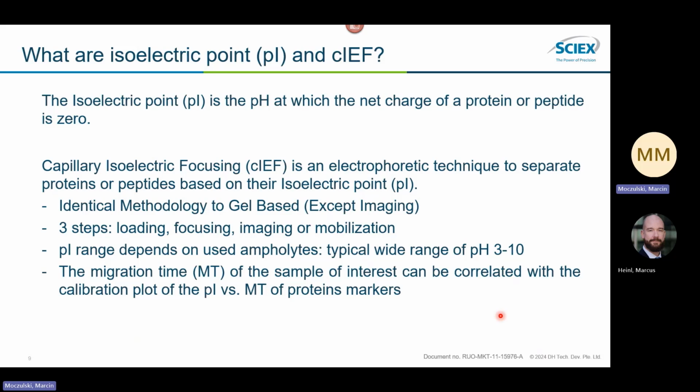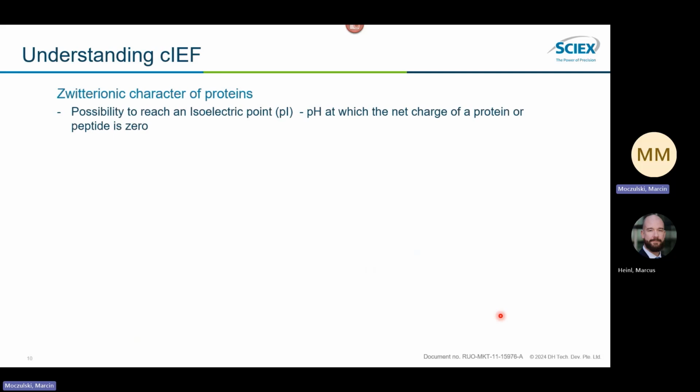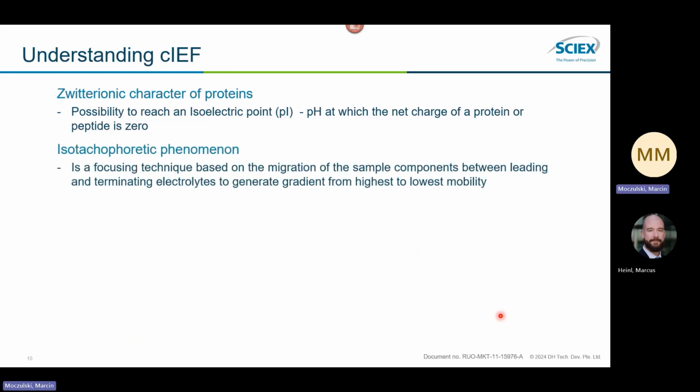Migration time of our analytes can be correlated with a calibration plot of the pI value versus migration time of the protein or peptide markers used. The most important thing to be successful is to understand the capillary isoelectric focusing technique. This methodology uses a couple of phenomena allowing us to be successful with separation. One of these, mentioned before, is the amphoteric character of proteins, where we can neutralize proteins during gradient formation.